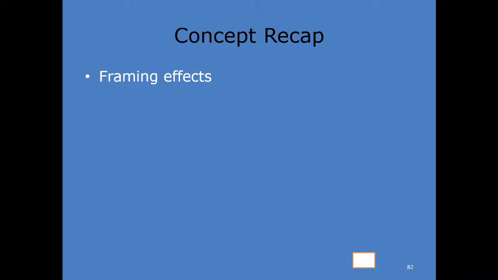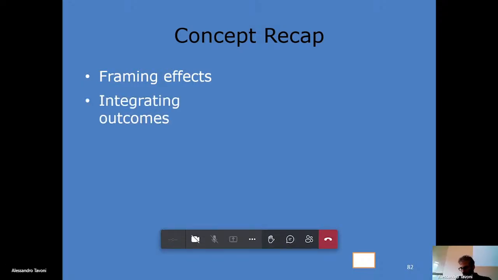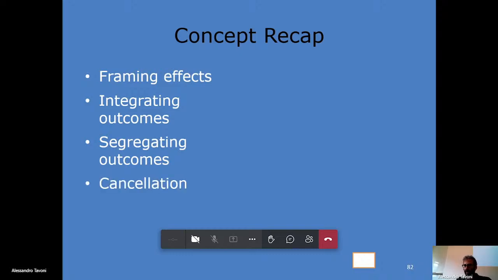Yesterday we talked about framing effects: if you sum the gains and the losses, you integrate outcomes. If you do the opposite, if you separate them out, you segregate outcomes, then you cancel them if one of them is very small. The silver lining is focusing on the positive one.